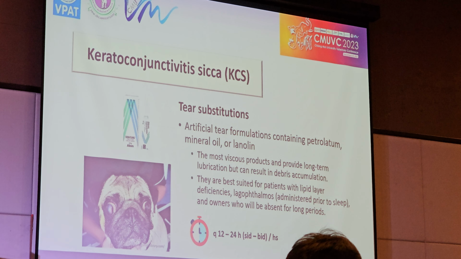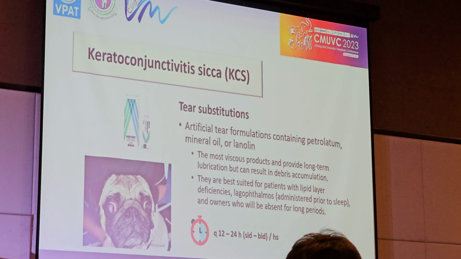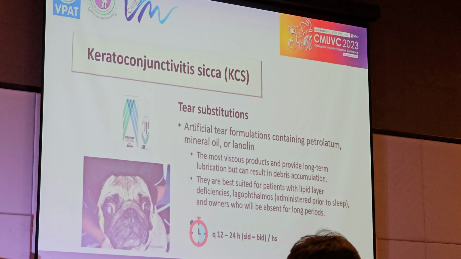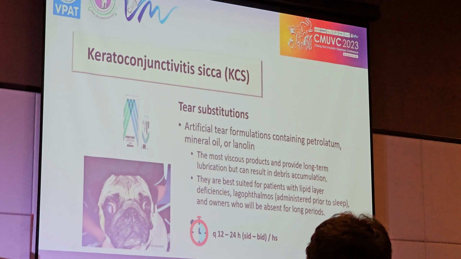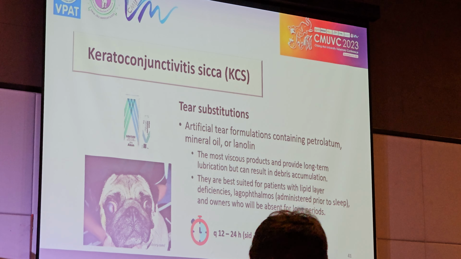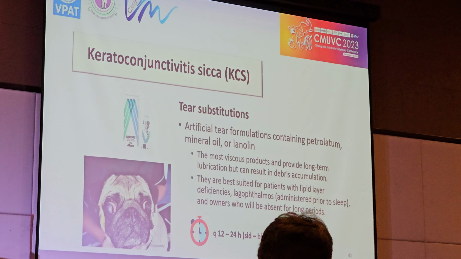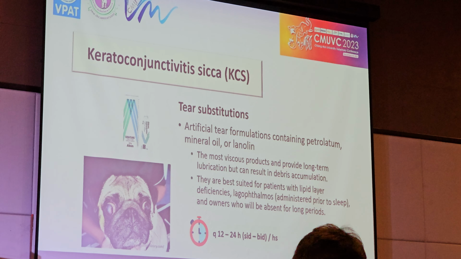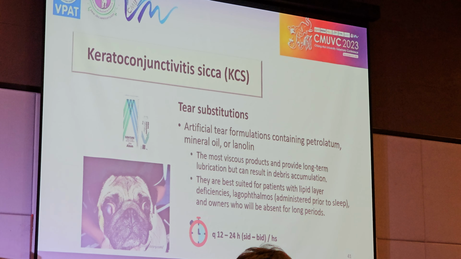And the last formulation is the artificial tear that contains petroleum, mineral oil, or lanolin, called the ointments. They are the most viscous product that provide long-term lubrication but can result in debris accumulation. They are best suited for patients with lipid gland deficiency, lack of tears to prevent exposure keratitis, and the owner who will be absent for a long period of time and unable to apply topically frequently.